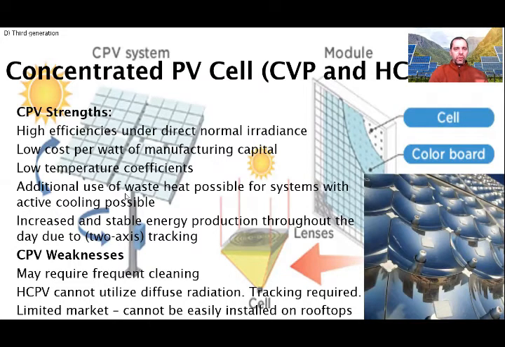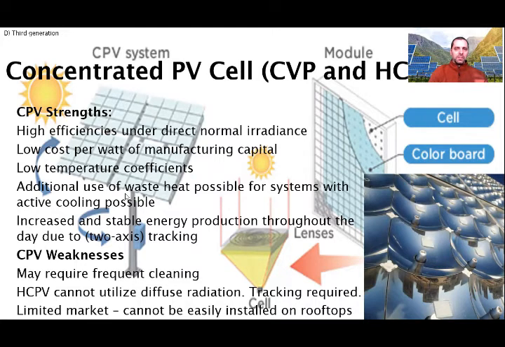Concentrated PV strengths. High efficiencies under direct normal irradiance. Low cost per watt of manufacturing capital. Low temperature coefficients. Additional use of waste heat is possible for systems with active cooling. Increased and stable energy production throughout the day due to the two-axis tracking system.